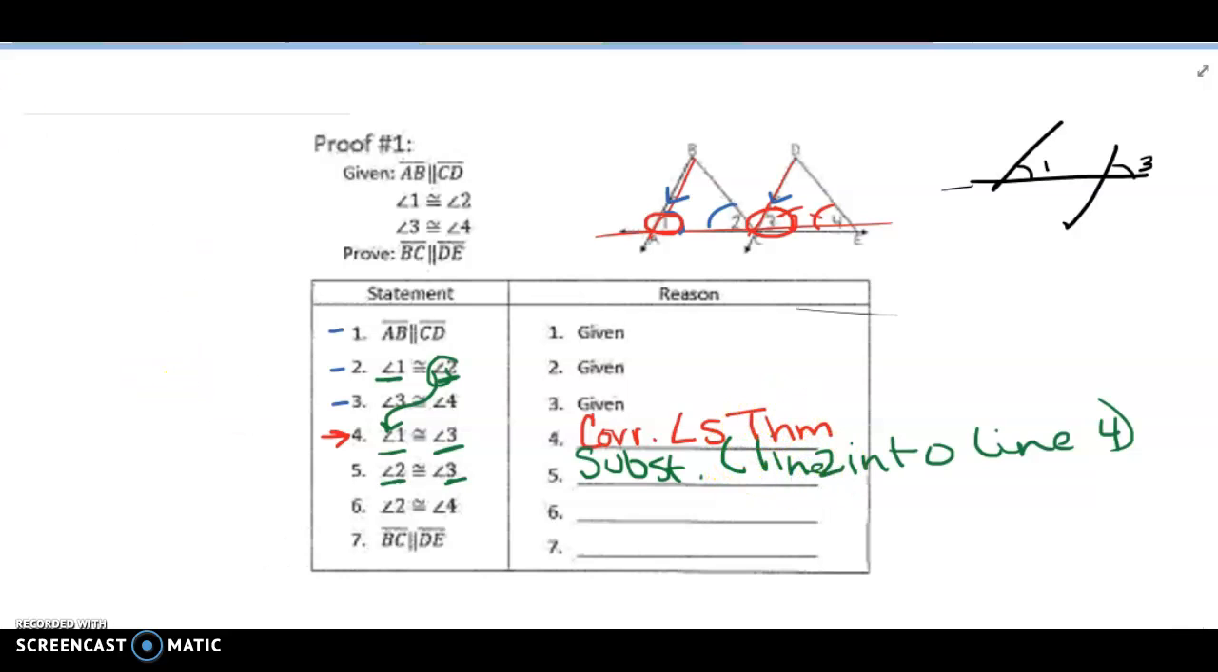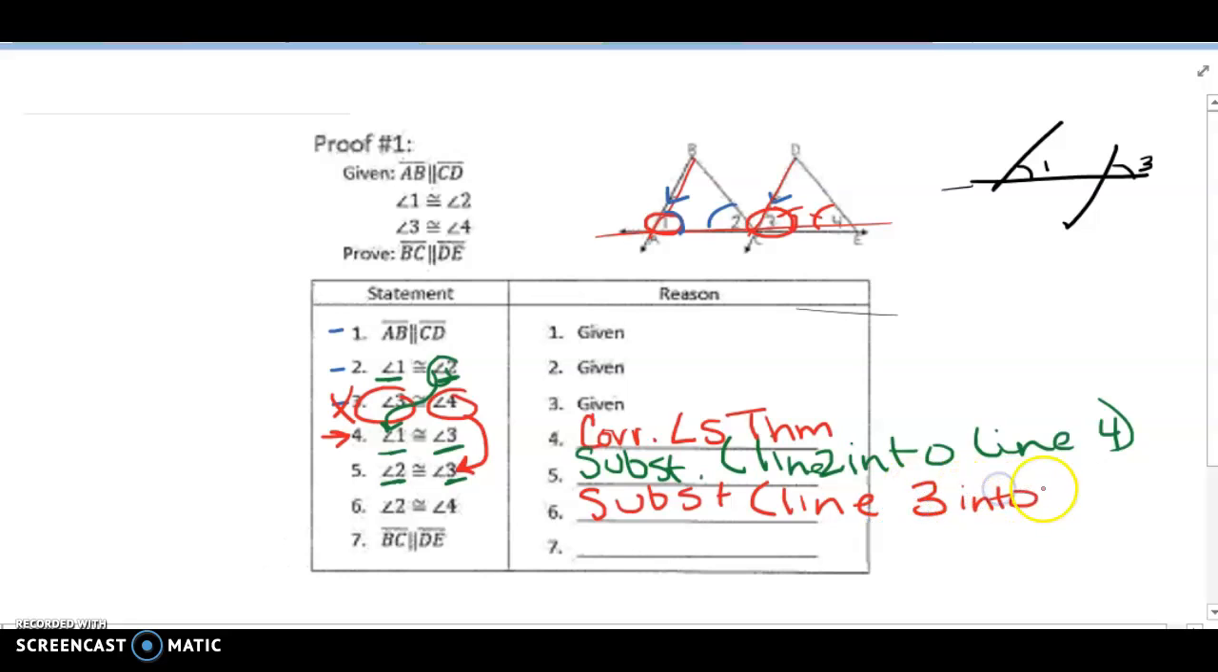Now if I go one step further, angle 2 is congruent to angle 4. Well, notice step 3, I know 3 and 4 are congruent, so couldn't I substitute angle 4 in for angle 3? Okay, so this is substitution as well. And this is line 3 into line 5. Well, now I've shown that angle 2 and angle 4 are congruent.